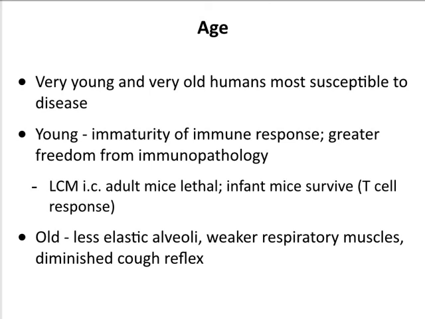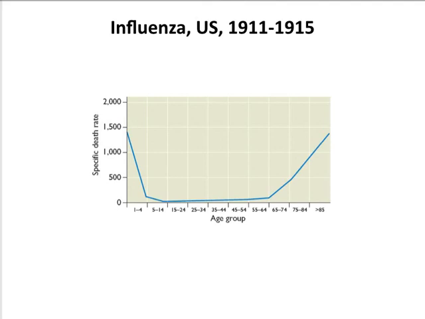A lot of activity to understand how this works. There are now mouse models of aging where you can see a definite increase in susceptibility as the mice age, and they're trying to figure out why that is the case. Here's an example of this age distribution, influenza in the US from 1911 to 1915. You see the very young and the very old are particularly likely to die. This is the specific death rate.